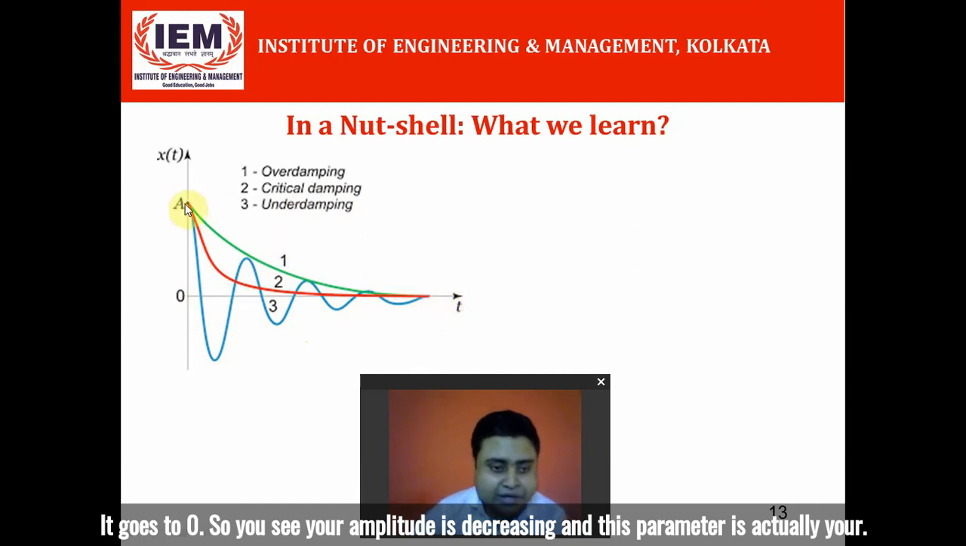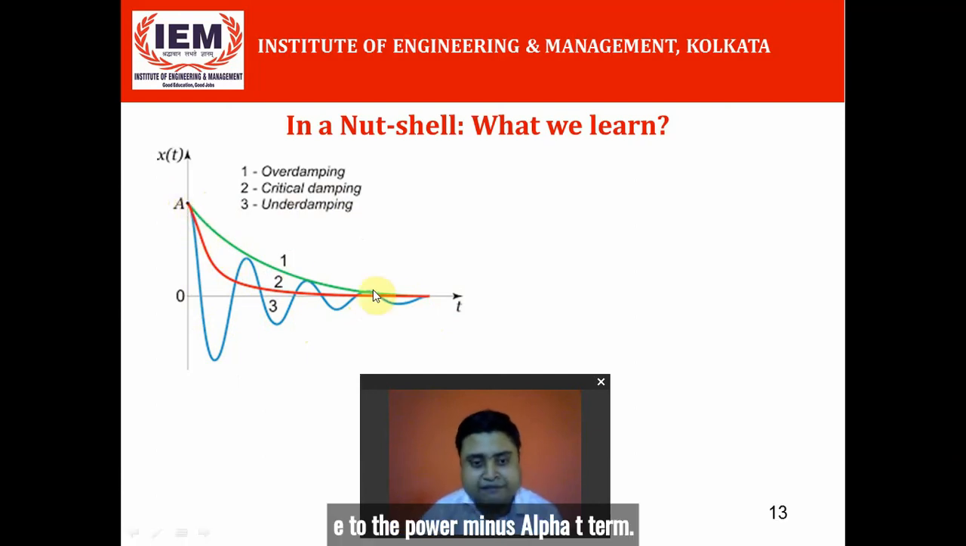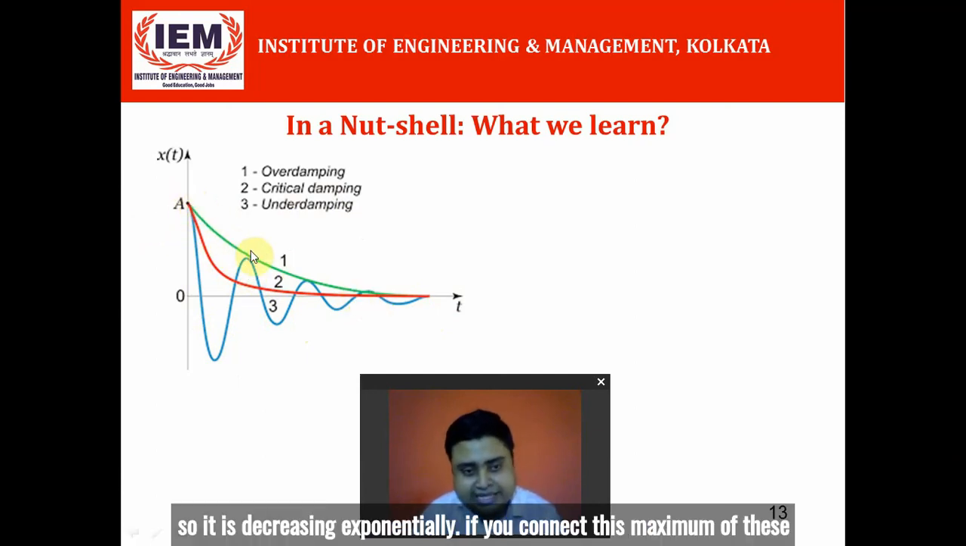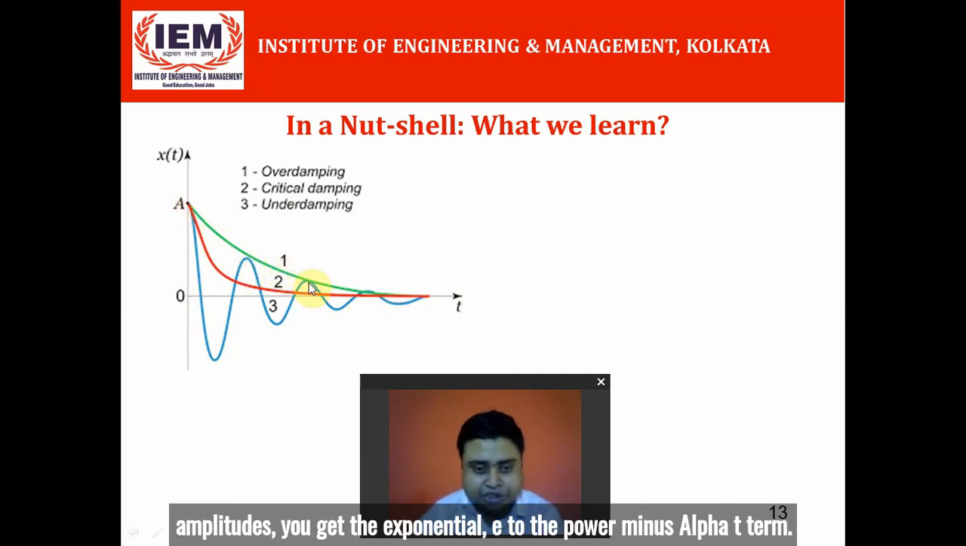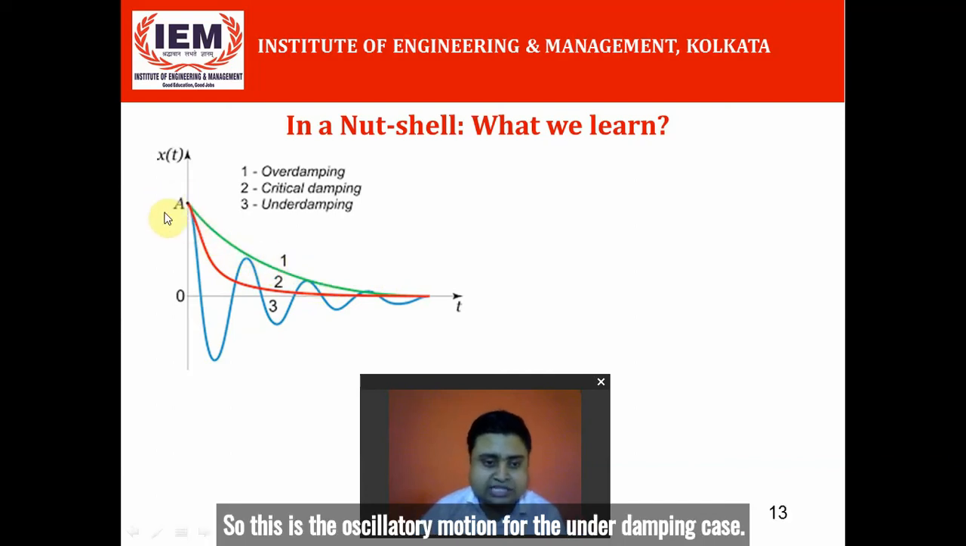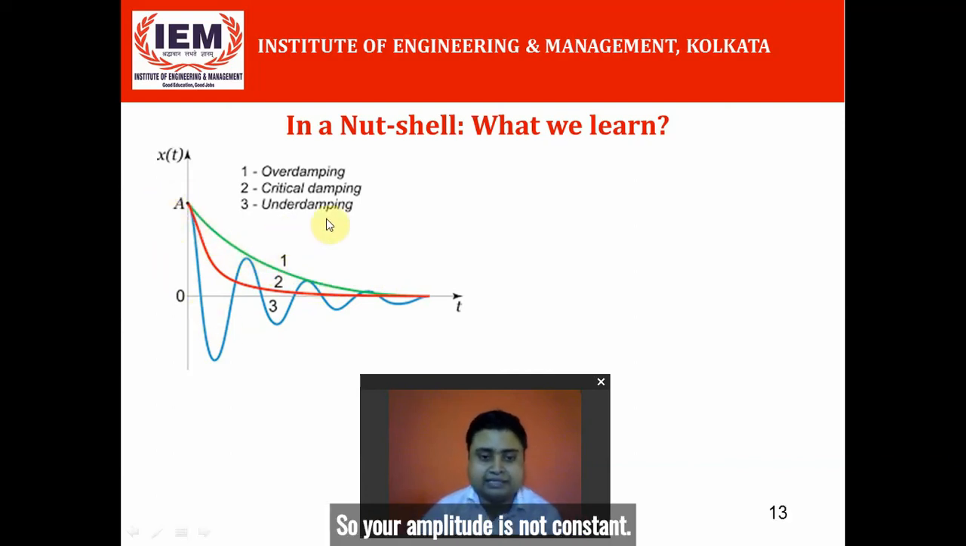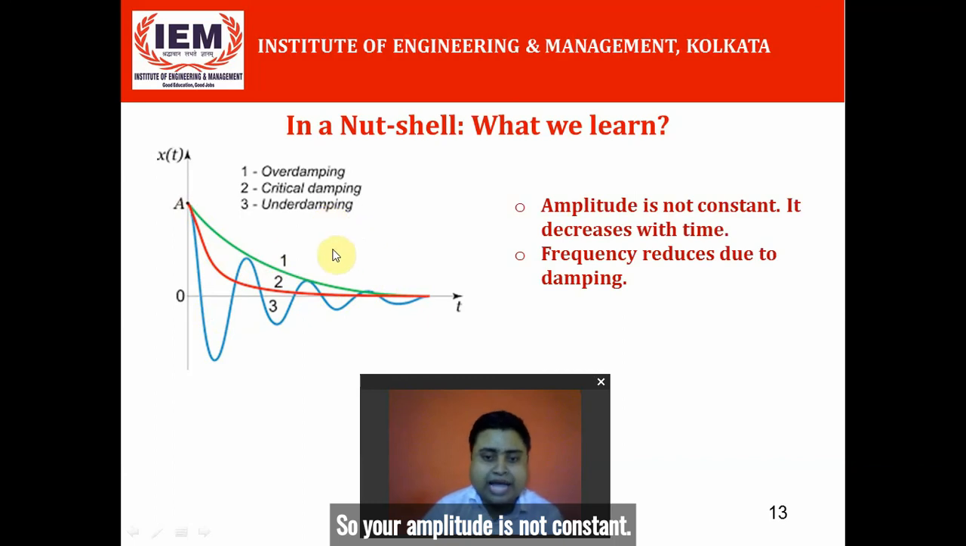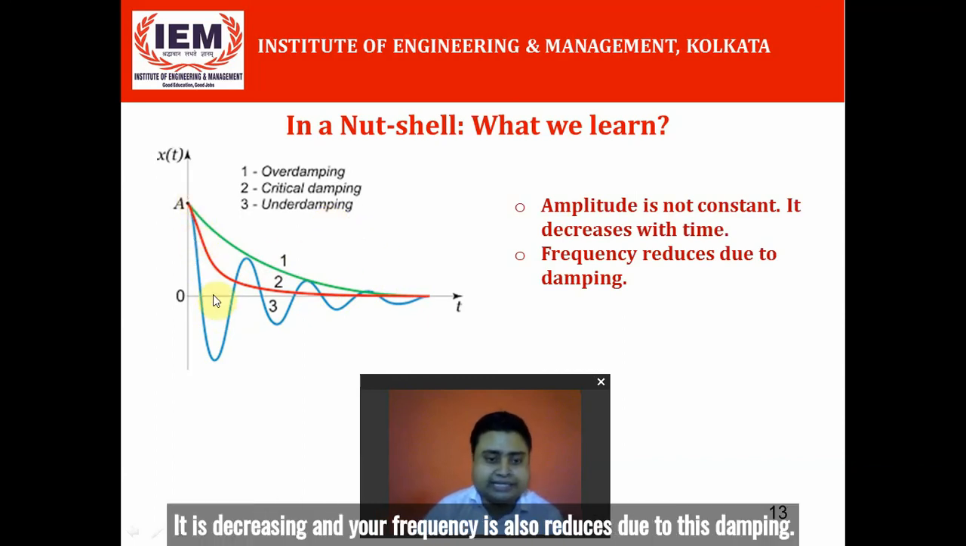So you see your amplitude is decreasing, and this is actually e to the power minus alpha t. So it is decreasing exponentially. If you connect the maxima of this amplitude, you get the exponential e to the power minus alpha t. So this is the oscillatory motion for the under damping case. Your amplitude is not constant, it is decreasing, and your frequency also reduces due to this damping.